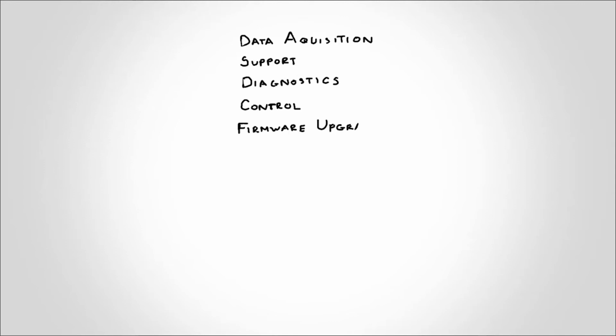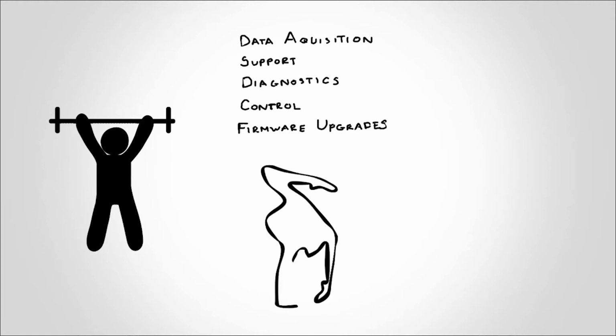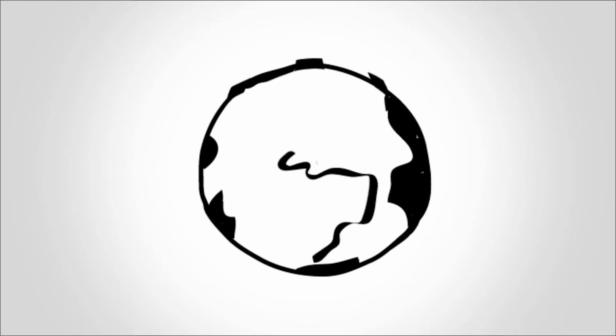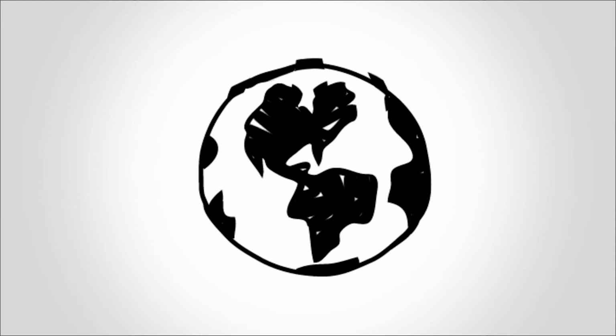The third function for mGuard is remote connectivity. You can use remote connectivity to your industrial machines for data acquisition, support, diagnostics, control, and firmware upgrades. The mGuard is a powerful, flexible, and interoperable VPN to connect to remote sites around the world. Remote connectivity benefits OEMs and machine builders, providing efficient and economical support for their customers located anywhere in the world.